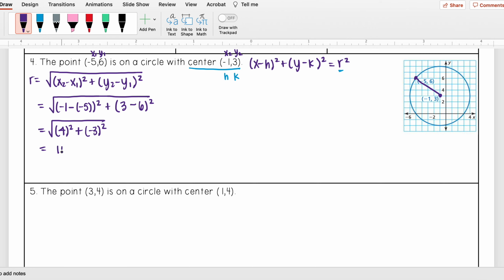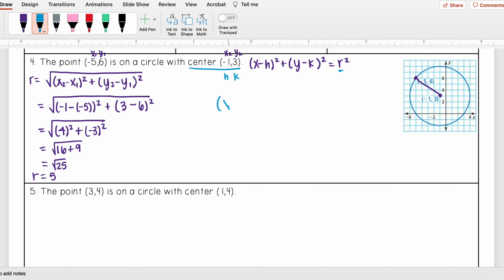4 squared, I get 16. -3 squared, I get 9. So I have the square root of 25. That means that r is equal to 5. So I have my radius, I have my center.